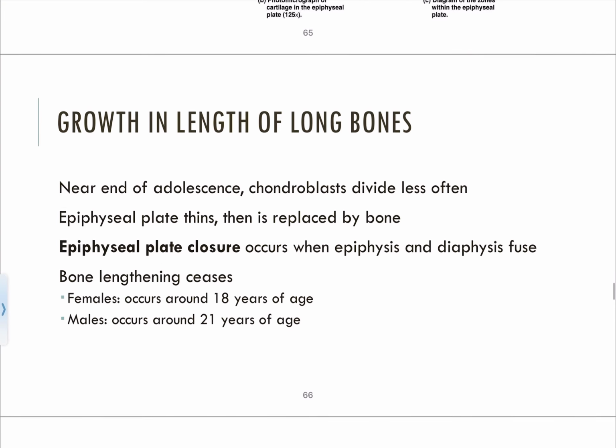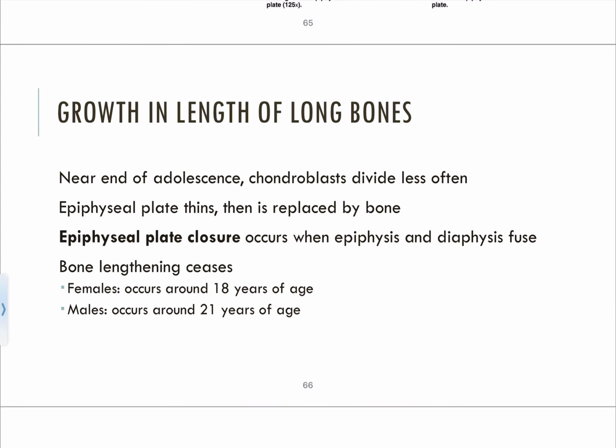Okay, growth in length, like we just talked about. So during adolescence, the thickness of the epiphyseal plate remains relatively constant. However, near the end of adolescence, our chondroblasts are going to divide less often. And our epiphyseal plate is going to continue to thin as the chondroblasts divide less often, and it's going to be replaced by bone. So then, once we're done growing in length, we have what's called epiphyseal plate closure, where our epiphyses and our diaphyses fuse.